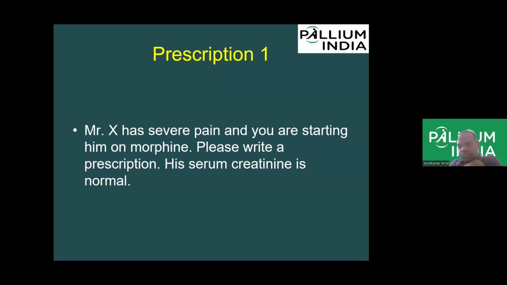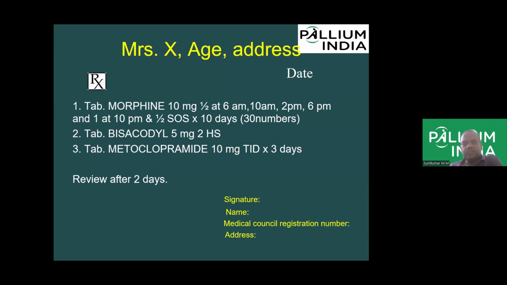Then you need to follow certain rules. The patient name should be there, age should be there, address, date of prescription, and as Dr. Abdul Hassan told, you should write what the formulation is. Is it a tablet, syrup, or something else? That should be there. Then the name of the END should be in capital letters.